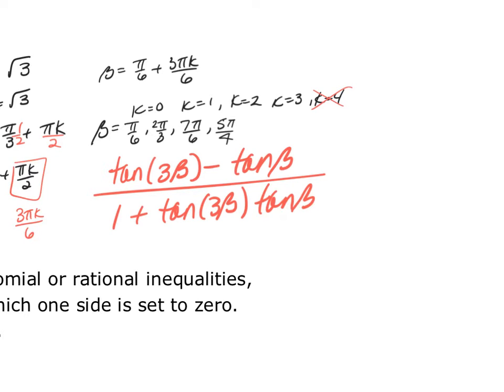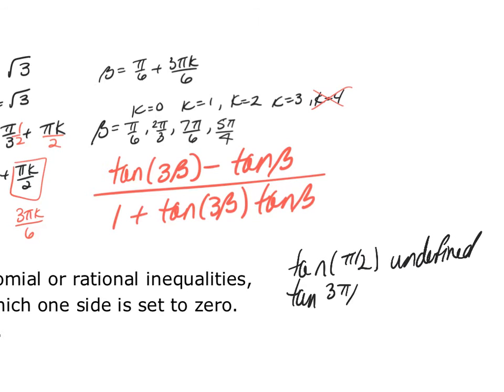Where are my issues for tangent? Where am I undefined for tangent? There are 2 places on the interval that I'm undefined. Where are those 2 places? So I'm going to make sure that I am not doing the tangent of pi over 2, because that's undefined, and the tangent of 3 pi over 2, because that's also undefined. So if I put any of those angles in this part of it, I'm good. All of those angles are cool. I can use all of those angles.